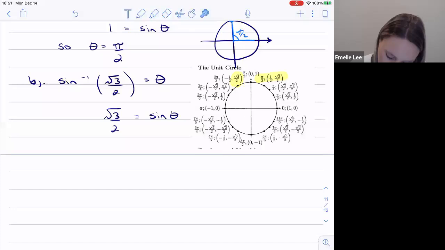Right here, they're going to be negative. Here I'm at negative √3/2, negative √3/2, right? And so I have two choices. So what we said was, well, the inverse sine is only defined on this right half. So in quadrant 1 and quadrant 4.